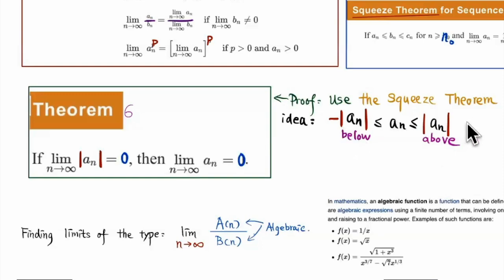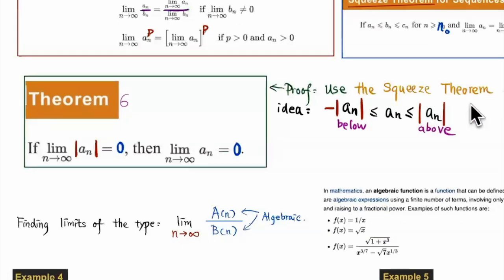Now, what do we know about the limit of this sequence? It goes to 0. And what about this one as n goes to infinity? That also goes to 0, because it's the negative of the limit of this, and the limit of that is 0, so negative of 0 is 0. So the above and below sequences both approach 0. What can we say about this sequence? It has to go to 0. Yes, you got it. Squeeze it, right? So that's the idea of the proof.